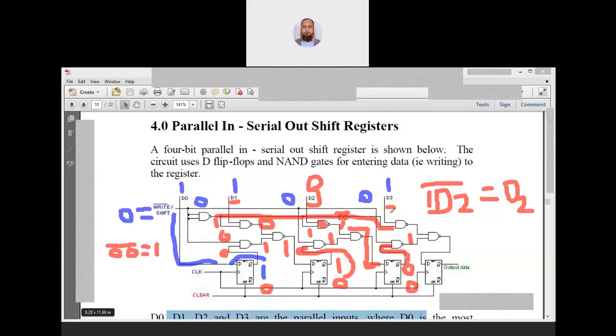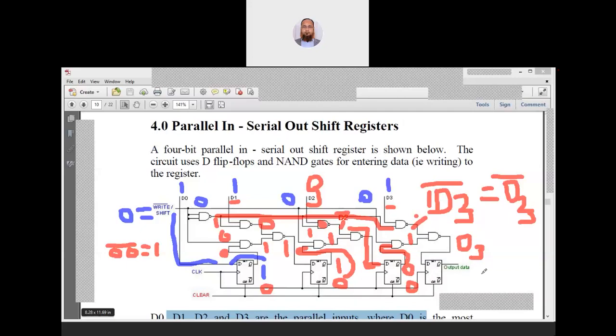Let me show you this D3. So D3 and 1, the output will be 1 into D3 complement. So here the output is D3 complement. And what is the output here? 1. So 1 into D3, the answer here will be D3 alone. So D3 is the input, and when the clock comes, D3 will be the output.